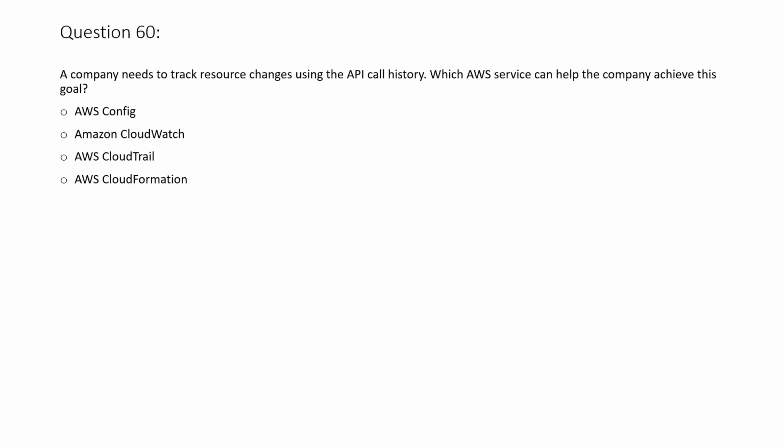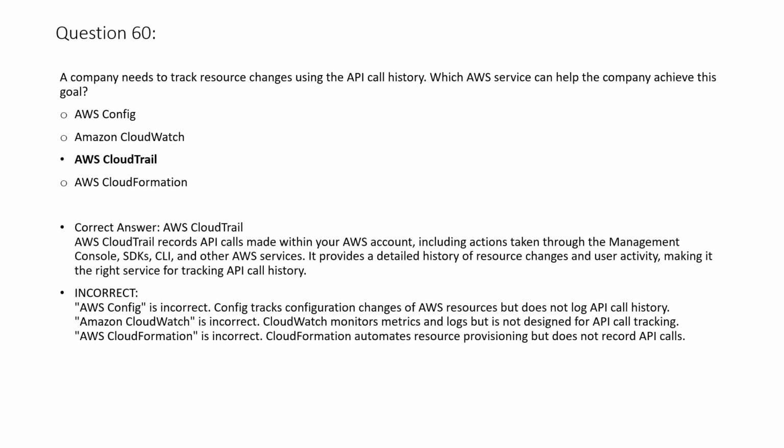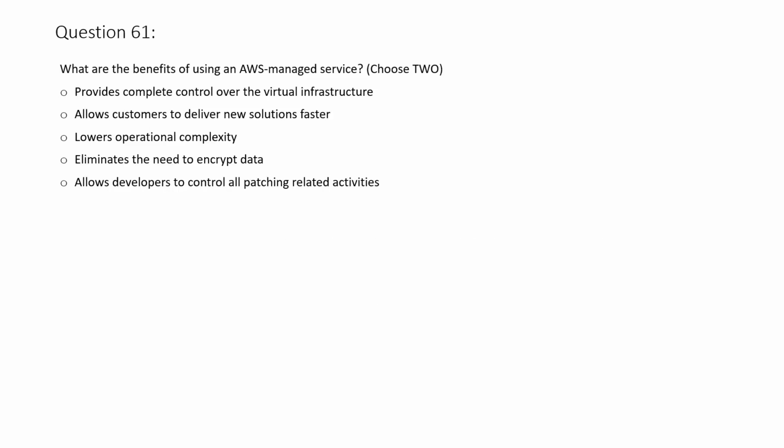Moving on to question number 60. A company needs to track resource changes using the API call history. Which AWS service can help the company achieve this goal? The options are AWS Config, Amazon CloudWatch, AWS CloudTrail, and AWS CloudFormation. The correct answer is AWS CloudTrail, which tracks and records the API calls made to our AWS account.